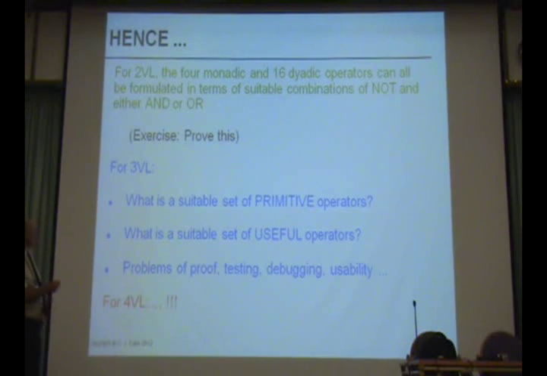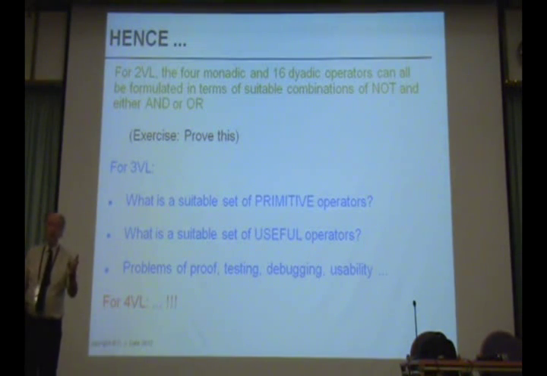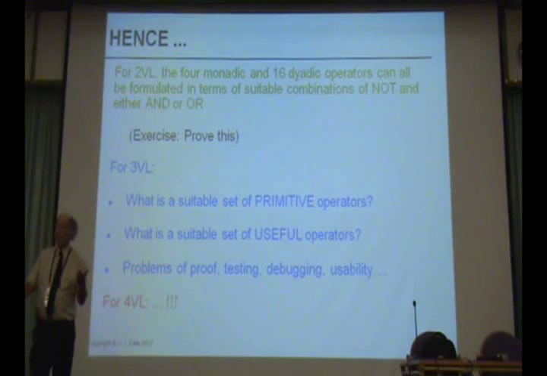In the case of two-value logic, the four monadics and 16 dyadics can all be formulated in terms of combinations of not and either and or all. That means if you have not and or, or not and all, you've got it. Any logical operation in two-value logic can be expressed in terms of not and or, or not and all. It's an interesting exercise to prove that. I won't attempt to do it now, but you might actually think about it later on.